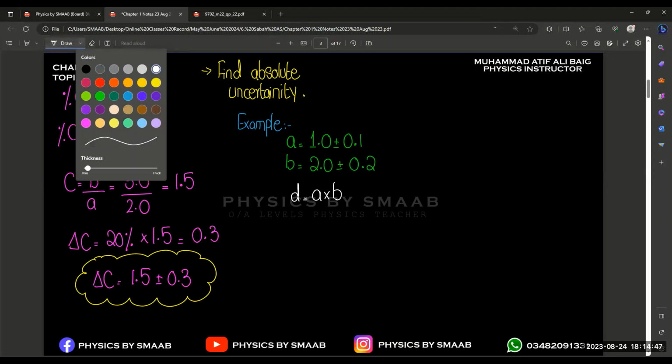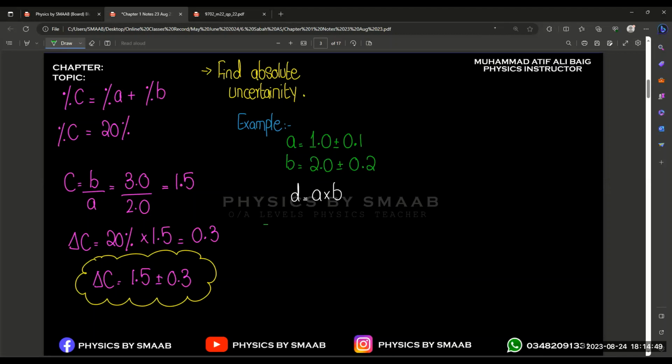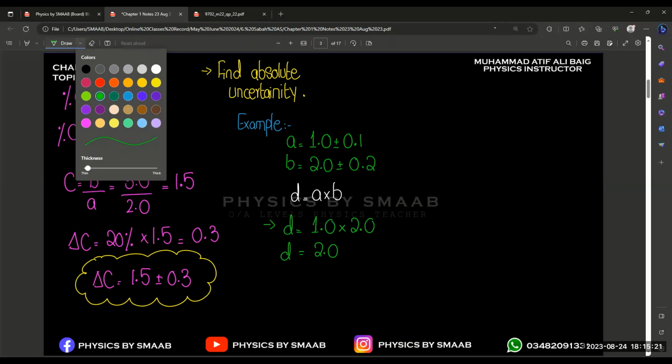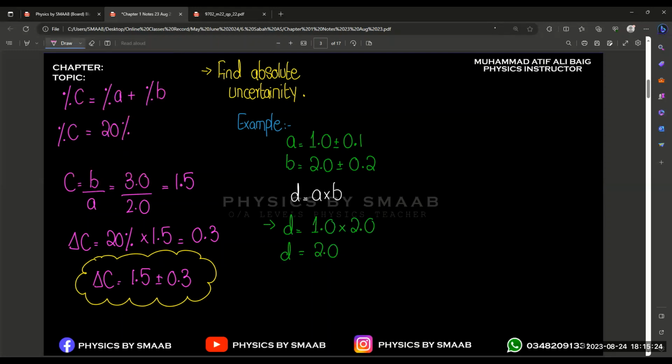So initially we start with the first step, and your first step will be 1.0 multiplied by 2.0, right? So this is the multiplication of the actual values only. But now when we go towards the errors, we are not going to perform like this. We have to calculate the percentage error, right? And then we finally add them, because we need to find out the absolute uncertainty.